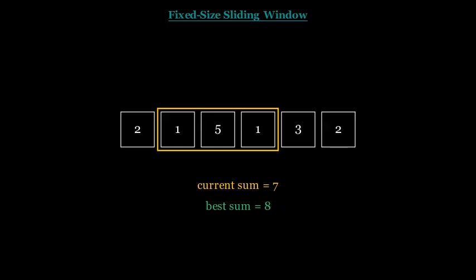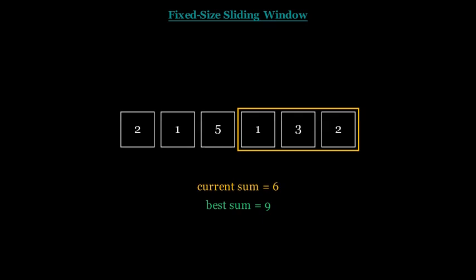So we keep going. Slide again. Drop the 1. Bring in the 3. New sum. 9. That's a new best. One more slide. The 5 leaves, the 2 enters. Sum is now 6. Not an improvement, so we keep going. And that's the whole array covered in a single pass. Every window checked exactly once. No repeated work anywhere. The maximum sum of any 3 consecutive numbers is 9.